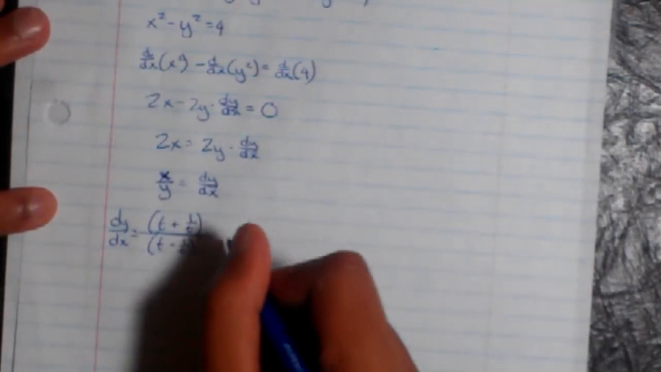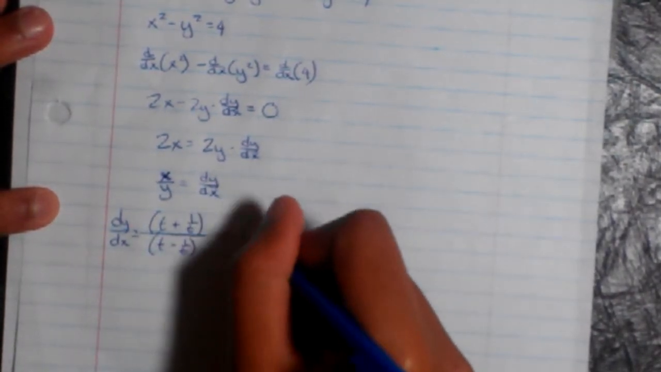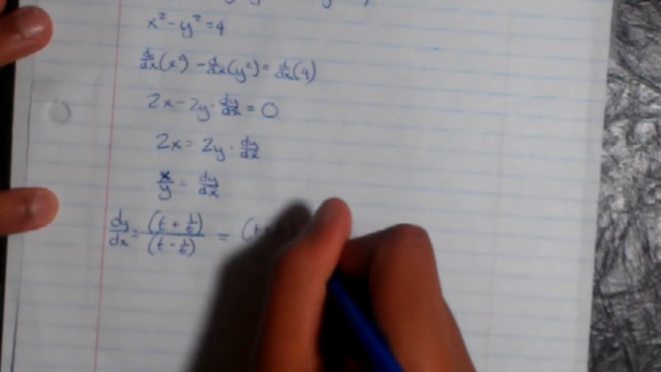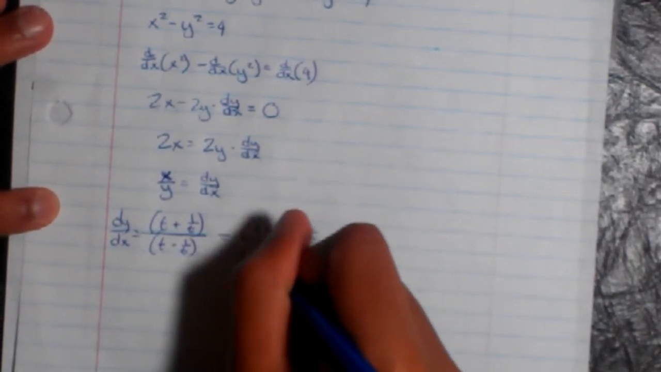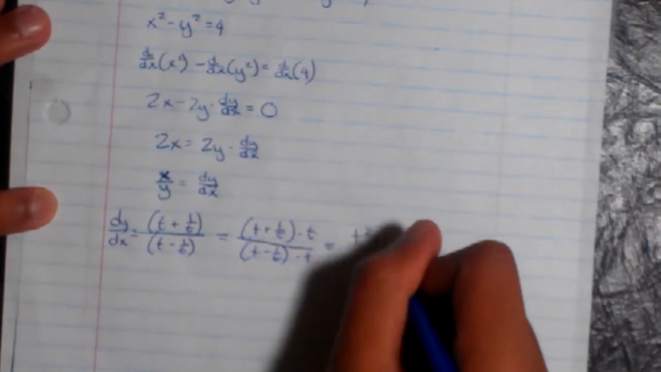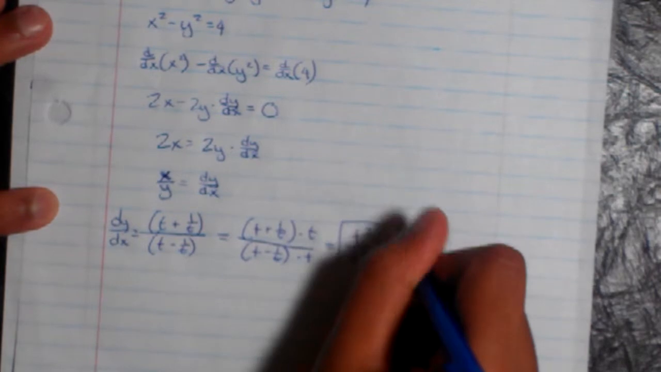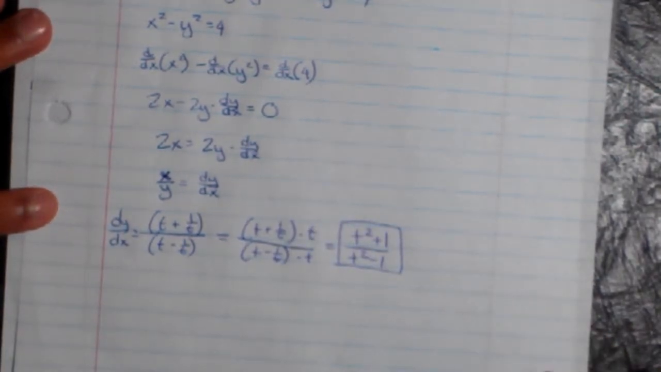But if we want to clean this up a little bit, we can multiply the numerator and the denominator by t, to get t squared plus 1 over t squared minus 1. And this would be our answer. Now this is the longer method.